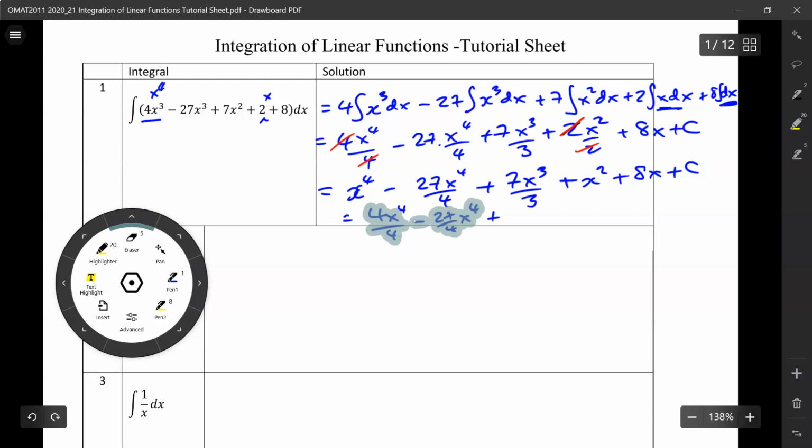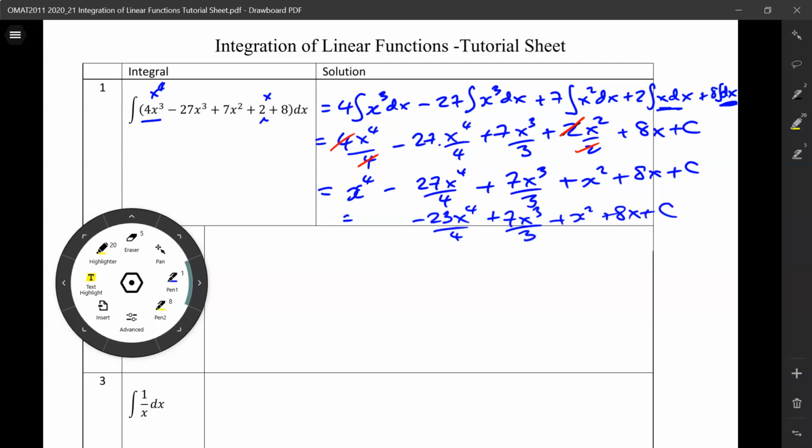So that's what I'm going to give here. Because I'm running out of space, I'll just do it as minus 23x to the 4 over 4 plus 7x cubed over 3 plus x squared plus 8x plus c. So how many got that? Obviously I've added in the x over here. You mightn't have added that in, but how many got close to that anyway?